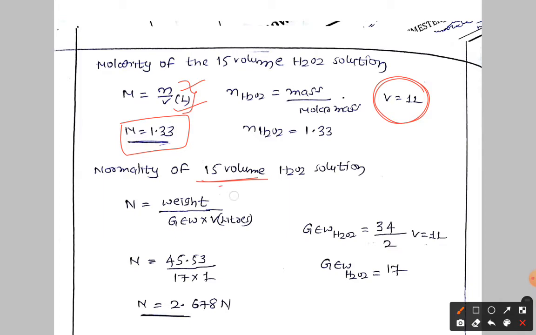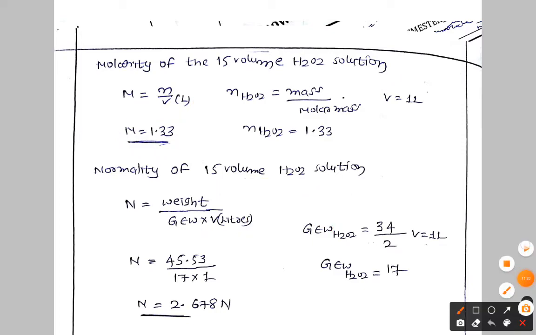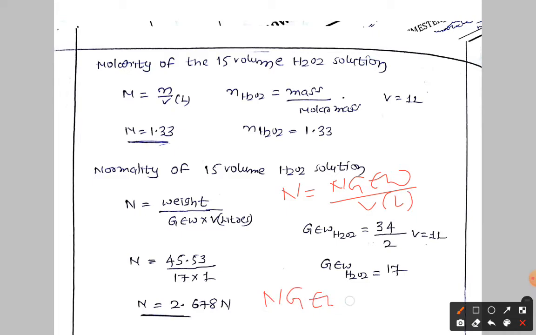Now normality, here we have to calculate normality. What is the formula? Weight by gram equivalent weight into 1 by V. Nothing but the number of gram equivalents divided by V in liters. So the actual formula for normality is the number of gram equivalent weights divided by the volume in liters. As you know very well, the number of gram equivalents means weight by gram equivalent weight. So here what is left is 1 by V, volume in liters.